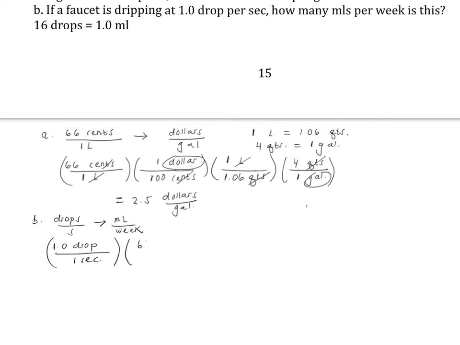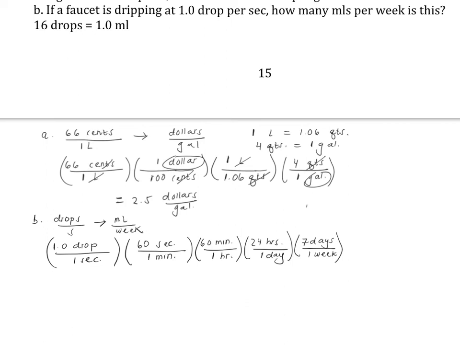We know that there's 60 seconds in 1 minute. And there's 60 minutes in 1 hour. And there's 24 hours in 1 day. And there's 7 days per 1 week. So our days cancels out, hours, minutes, and seconds cancels out. So we have week in the denominator.